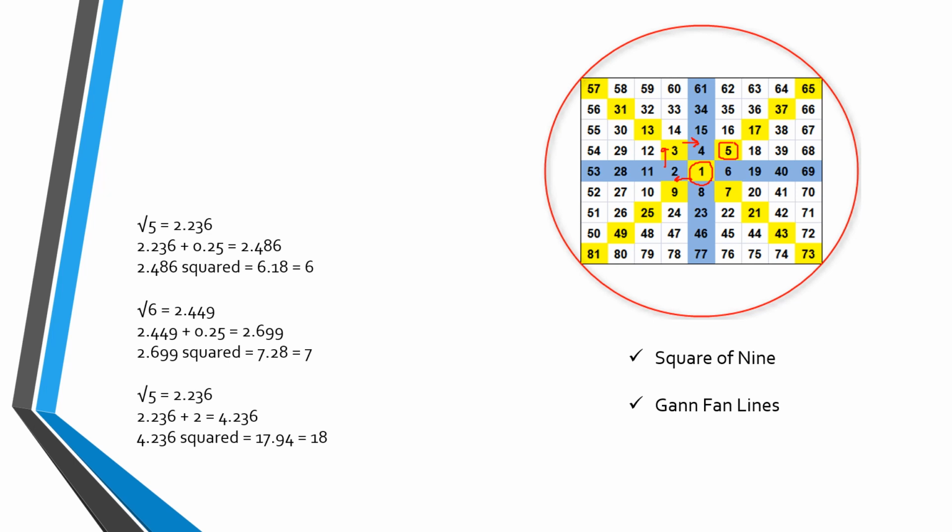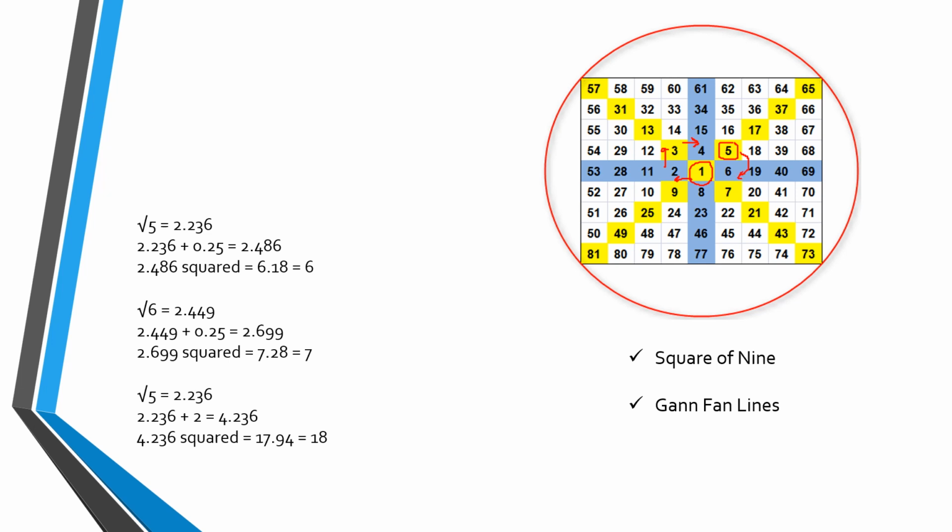I take 2.486 and I square it. I multiply it by itself. And any 4-function calculator will have a key on it to allow you to take a number and square the number. So 2.486 squared is 6.18. In round figures, let's call it 6. So that is how I get from 5 to 6.